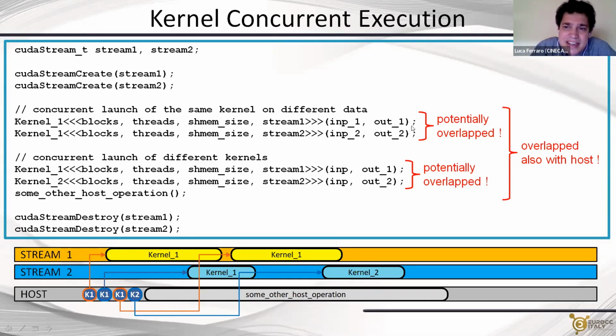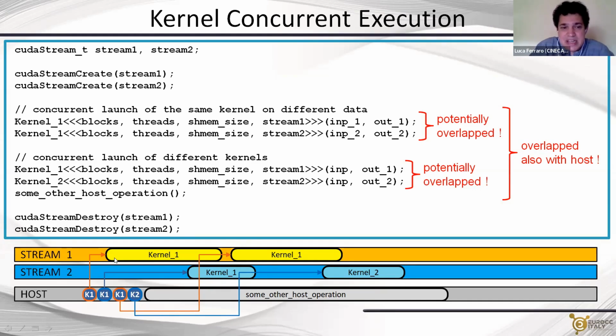Here, the operations I wrote potentially overlap because they can be executed in parallel, of course, but they can run in parallel only if there are enough resources to run them in parallel. So, for example, if running kernel 1 requires all the streaming multiprocessors on the GPU device, they cannot run kernel 1 on stream 2 until they free up some resources.